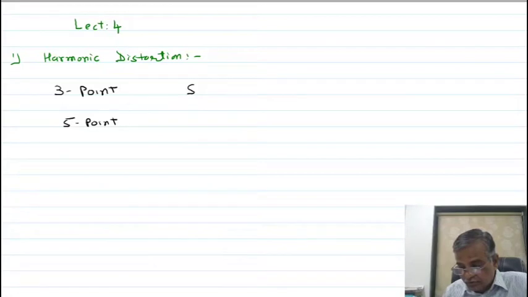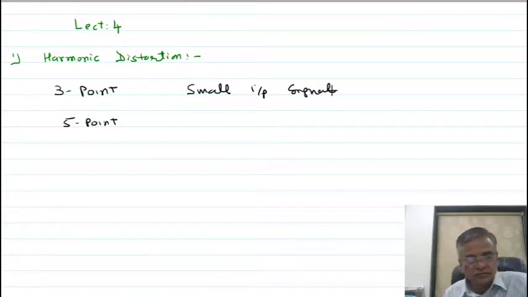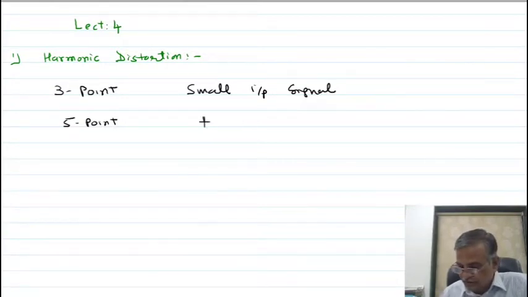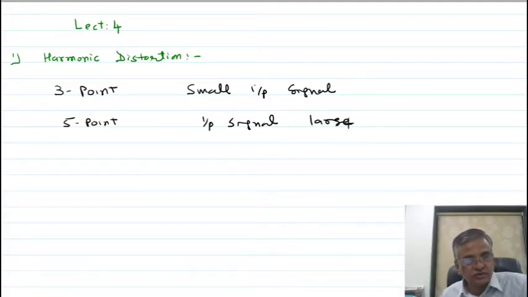The 3-point method is used when the input signal is small. It is used to calculate the harmonic distortion when the input signal to your amplifier is very small, and the 5-point method is used when the input signal is large. When the input signal is large, the 5-point method is used to calculate harmonic distortion. In a power amplifier, harmonic distortion is large, so we have to use the 5-point method.